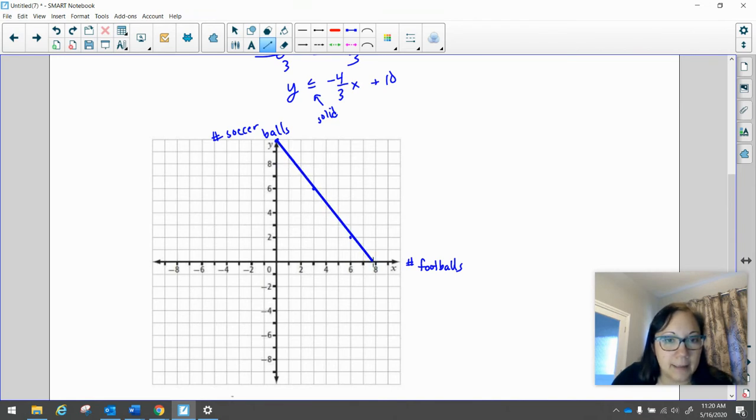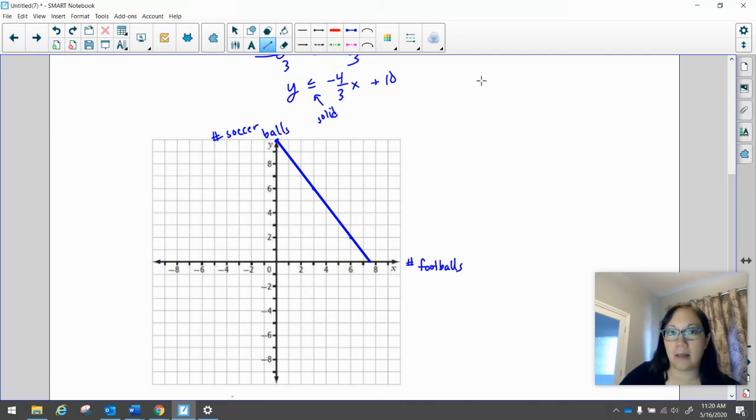Now I'm feeling a little bit lost here. Where exactly is this going to hit? But I'm following my points as best I can. And I'm not going to draw my line going on forever this time because it doesn't make sense to be making a negative number of soccer balls or a negative number of footballs. So I'm going to stop myself when I hit that x-axis. So this is a situational problem where you don't necessarily put the arrows on and go on forever. Word problems, you really have to pay attention.